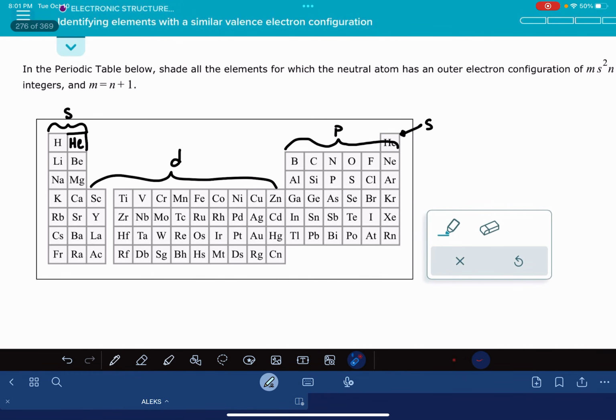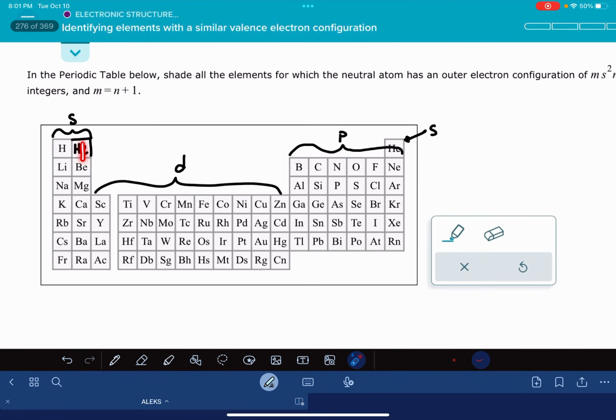The other version of the problem might say something like, highlight all of the elements that have a partially filled S subshell. So this column on the periodic table would represent the elements that have a completely full S subshell. This is 1s1, this is 1s2, and s2 is the maximum for an S subshell. So a partially full S subshell would be these elements right here. It's half full. It's not all the way full. ALEKS could also say a half full S subshell, and that would be the same thing, half full.